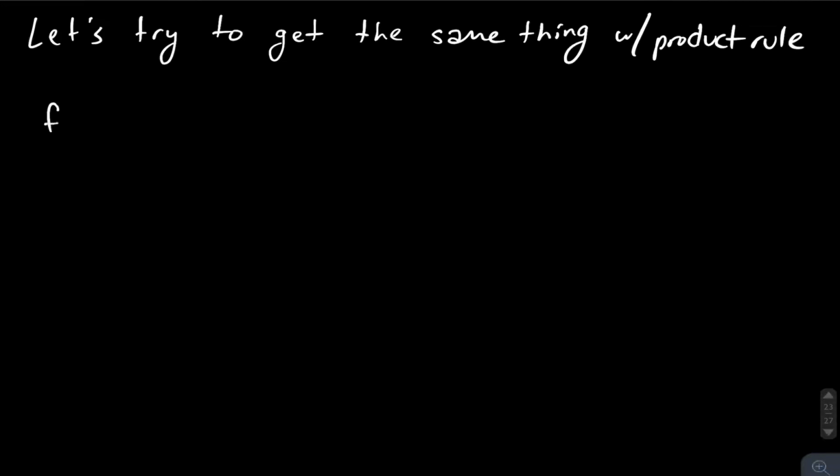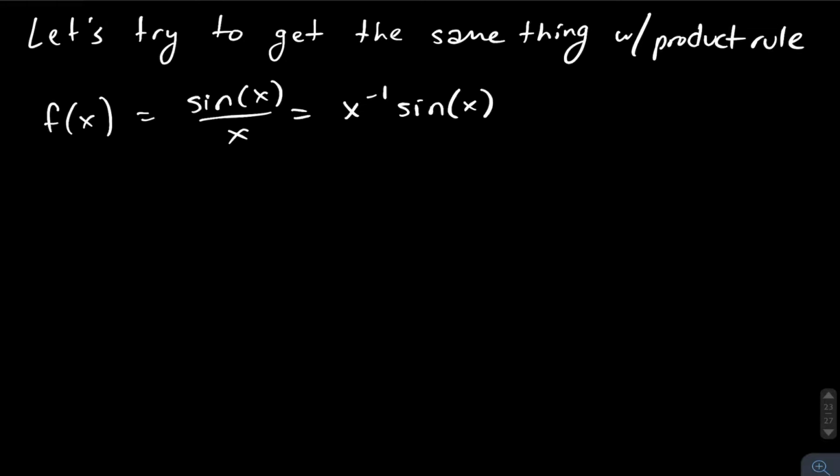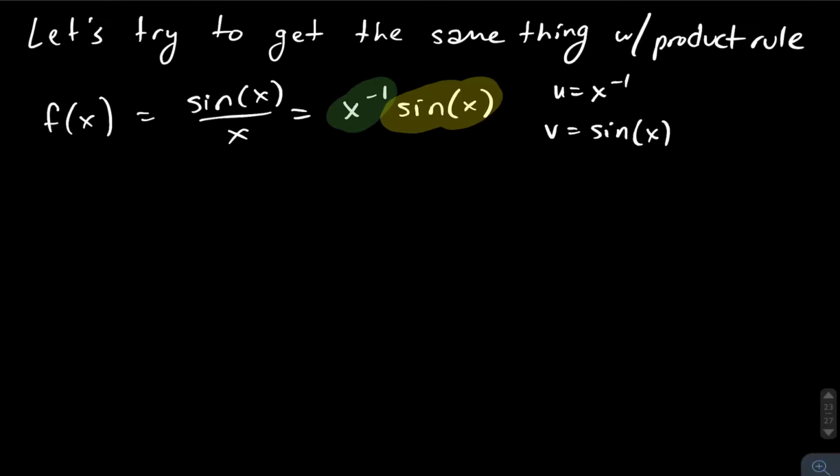So our function of x is sine x over x. So we can rewrite this as x to the negative 1 times sine of x. And in this case, now we just use product rule. Okay, we have two functions being multiplied together. So x to the negative 1 is going to be our u, and sine x is going to be our v. Okay, so we have u equals x to the negative 1, v equals sine x, and u prime.